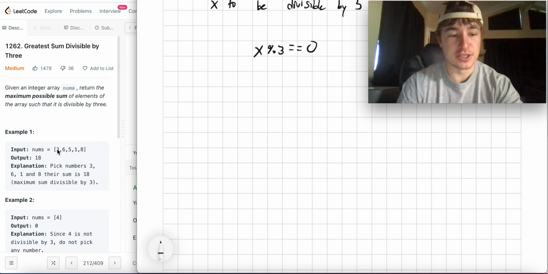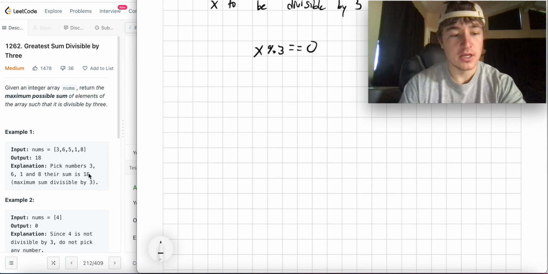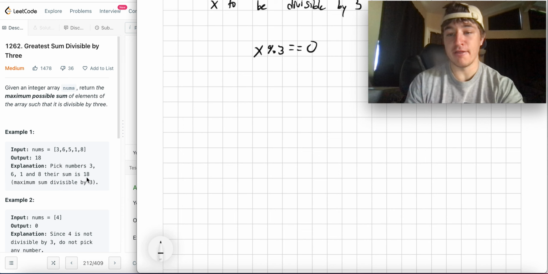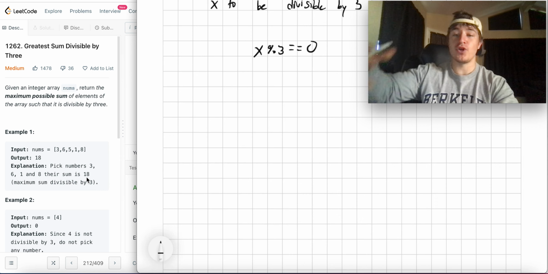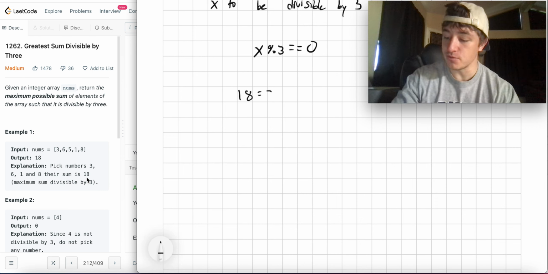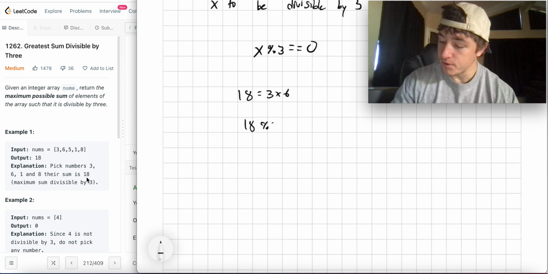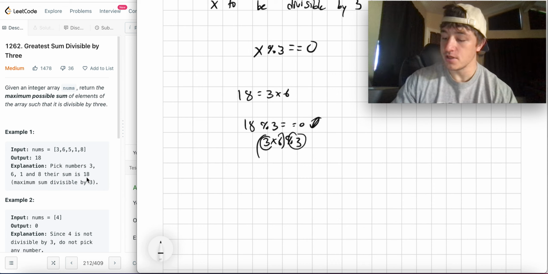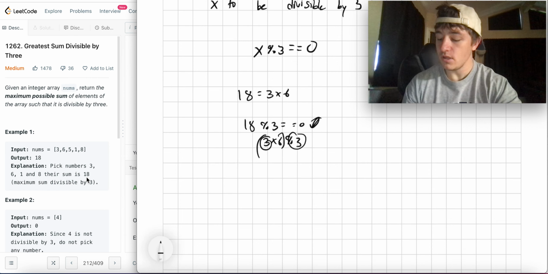When we look at this sum here, if we pick numbers 3, 6, 1, 8, and sum them to 18, it's divisible by 3, right? Because 18 mod 3 is 0, because 18 remainder 3 is 0, because 18 equals 3 times 6. So since 18 equals 3 times 6, therefore 18 mod 3 equals 0, because 3 times 6 mod 3, well, obviously 3 goes into this, and it actually goes into both factors, but that's not important, equals 0.